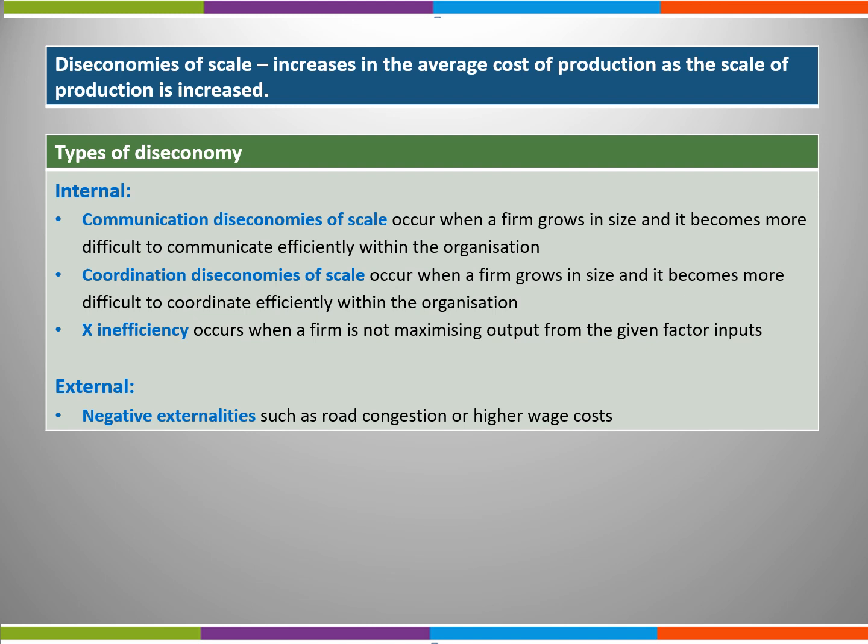External diseconomies are due to an increase in the scale of production within the industry in which the firm operates. Negative externalities such as road congestion caused by having too many firms concentrated in the same area, or higher wage costs due to demand for skilled labour outstripping supply.